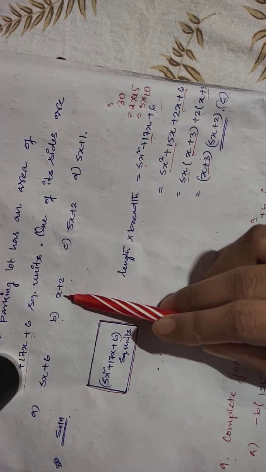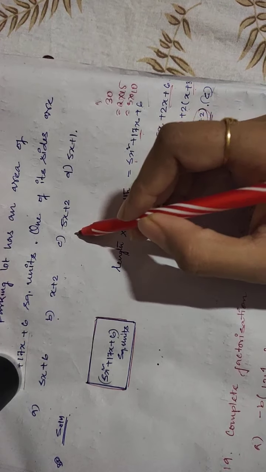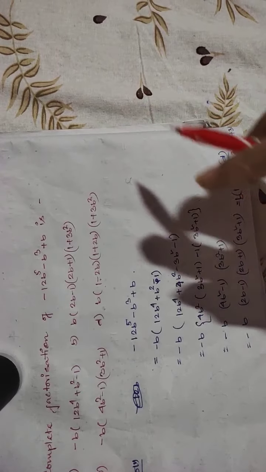Now see the options: 5x plus 6, x plus 2, 5x plus 2, 5x plus 1. This option is matching with C. So your answer is C.